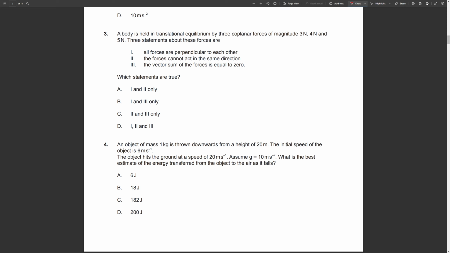Question 3. We have an object in translational equilibrium, which means the net force on these objects is 0. And they are all lying on the same surface. This is known as coplanar forces. And their magnitudes are 3 Newton, 4 Newton, and 5 Newton. Statement 1 suggests that all the forces are perpendicular to each other. Can these three forces be perpendicular to each other while they are lying on the same table? Let's take a look at this drawing.